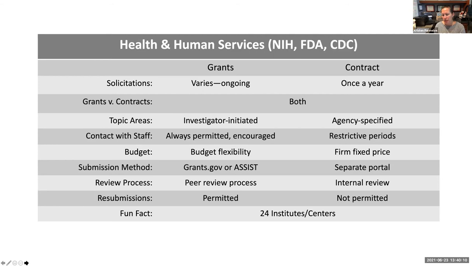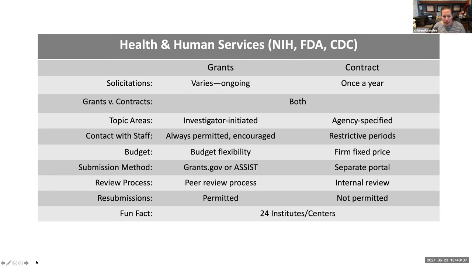And that's very common in grants. That's how we refer to most of the topics in grants: investigator initiated. So the agency provides this huge general topic, like therapies for COPD. And then it's up to the investigator to determine what specifically that means to them, what they want to look at, and how they want to execute it. Contracts are the opposite. They're very narrow.